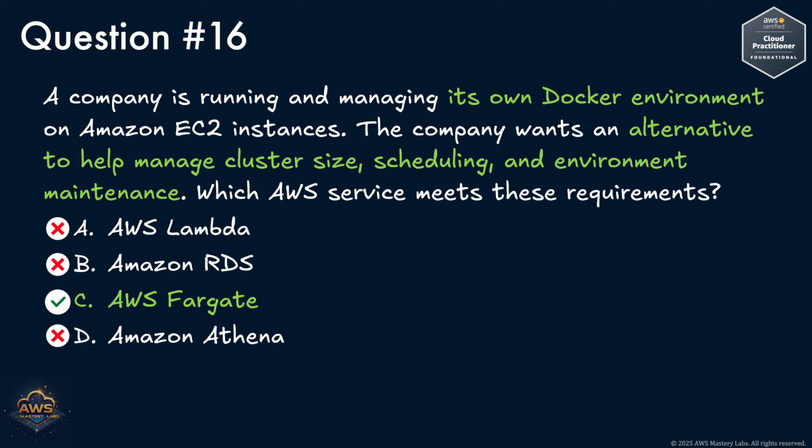Option C, AWS Fargate. AWS Fargate is a serverless compute engine specifically built to run containers without having to manage the underlying EC2 infrastructure. It integrates with both Amazon ECS and Amazon EKS and eliminates the need to provision, scale, or manage clusters. Fargate automatically handles cluster sizing, task scheduling, and environment maintenance. It perfectly aligns with the company's desire to reduce operational complexity while still supporting Docker workloads.